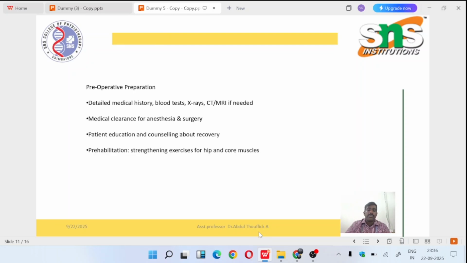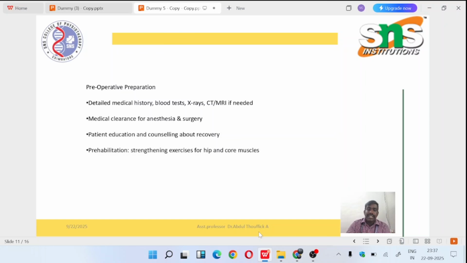What are the pre-operative preparations? Before surgery, we ensure that the patient is well prepared. Medical history is taken and blood tests are done. Clearance from physicians and anesthesiologists and the surgeon is obtained. More importantly, the patient undergoes pre-rehabilitation, with strengthening exercises for hip and core muscles to speed up recovery. Counseling about risks, benefits, and expectations is equally essential.